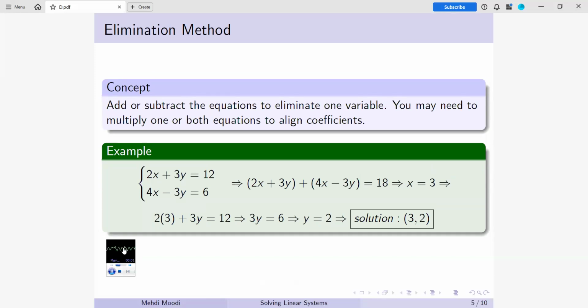Elimination is about getting rid of one variable by combining the two equations. The goal is to manipulate the equations, often by multiplying one or both, so that adding or subtracting them causes one variable to cancel out. Once one variable is gone, you're left with a simple equation in the other variable, which you can solve directly. You then substitute that result back into one of the original equations to find the remaining variable. This method is especially efficient when the coefficients are already set up nicely for cancellation, or can be aligned with minimal effort.